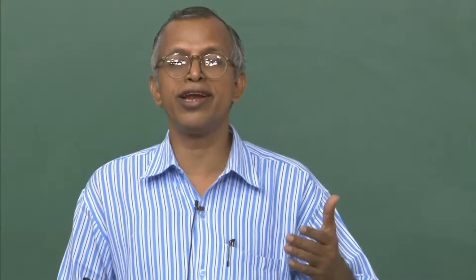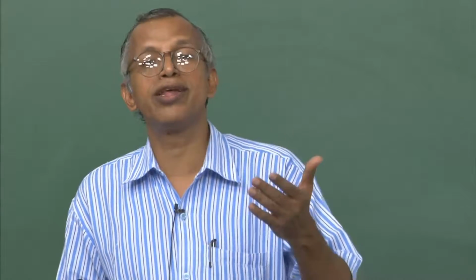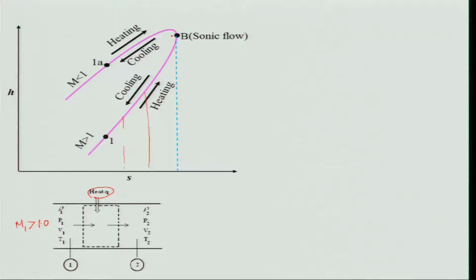That means you cannot really go on giving heat further to change the flow properties downstream of the heat addition zone, right. Suppose I want this flow to attain the sonic condition, and then I want to decrease the flow to the subsonic condition, what will I have to do?